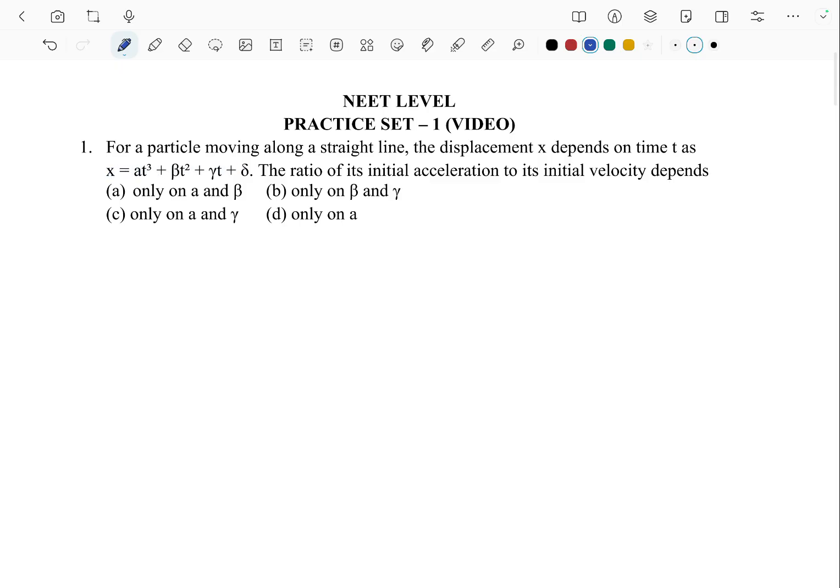For a particle moving along a straight line, the displacement x depends on time t as x is equal to alpha t cubed plus beta t squared plus gamma t plus delta. The ratio of its initial acceleration to initial velocity depends on. So according to the question, your position is given as alpha t cubed plus beta t squared plus gamma t plus delta. Let's try to find out its velocity.